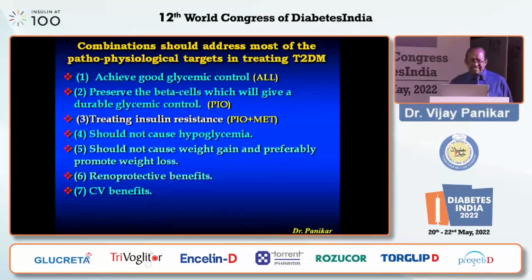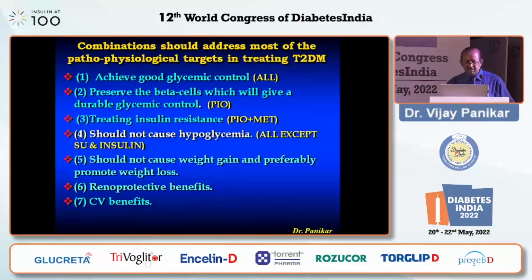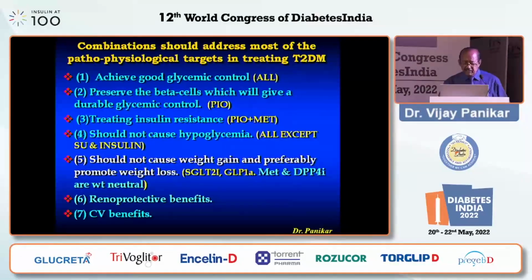So when you talk of treating insulin resistance, the only molecules we have are pioglitazone and metformin. It should not cause hypoglycemia, which I have already discussed, all except insulin and sulfonylureas. It should not cause weight gain. SGLT2 will cause a weight loss of about 2 to 3 kilos. GLP-1 again 2 to 3 kilos, that's it. Metformin and DPP-4 inhibitors are weight neutral and pioglitazone is weight positive. It should be renoprotective.